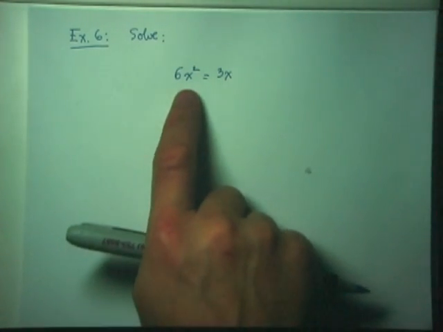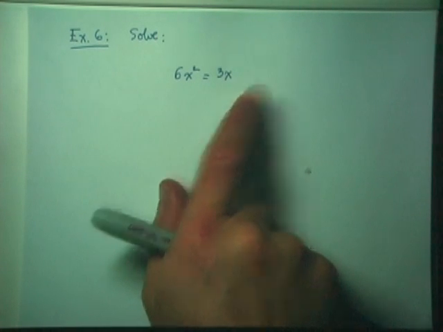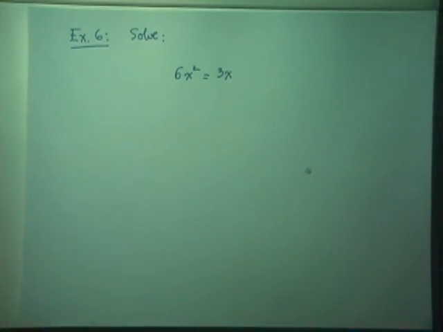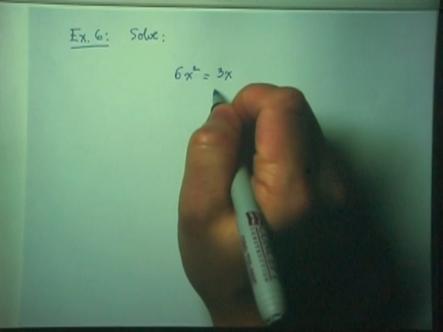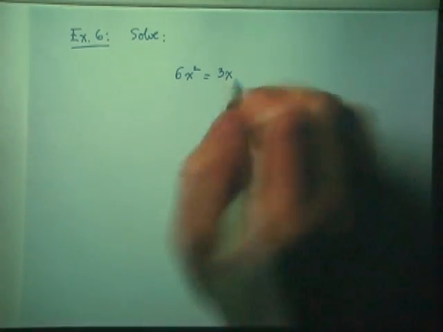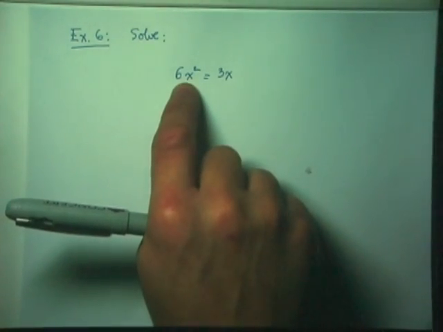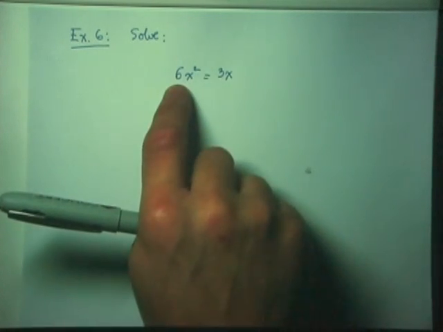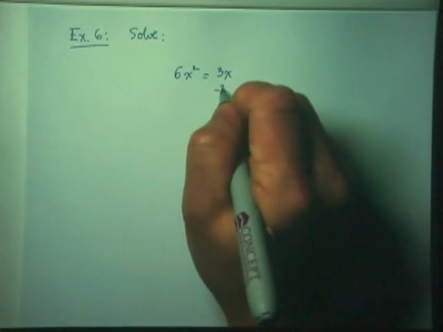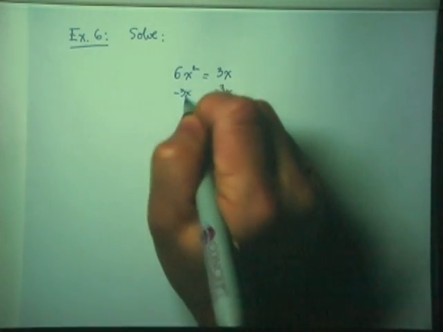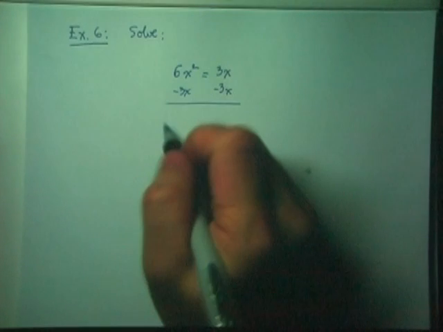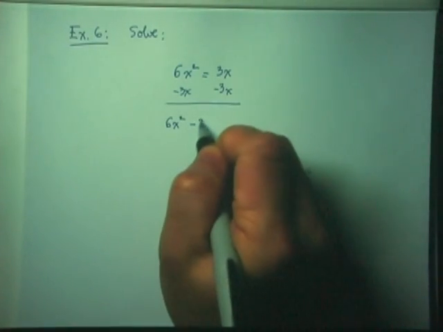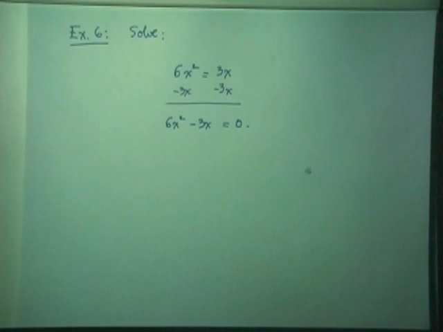And once again, I do notice that I need to move the terms around because I do not have a 0 on one side and other terms on the other side. So what I need to do, and once again, we want to move in a way that keeps my leading coefficient positive. My leading coefficient at this point is already positive, so I need to subtract 3x. And that's going to leave me 6x squared minus 3x equals 0. So now this time I have a quadratic equation with only 2 terms. The constant term is missing.